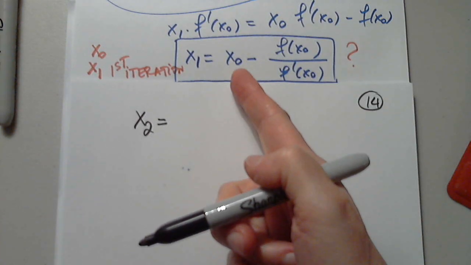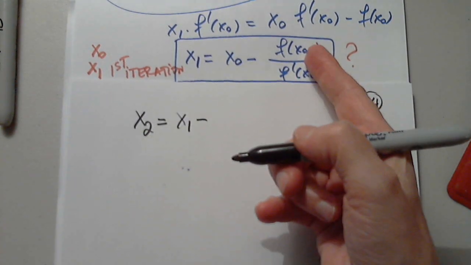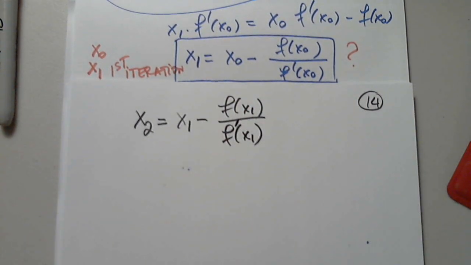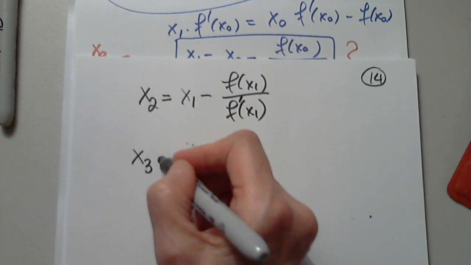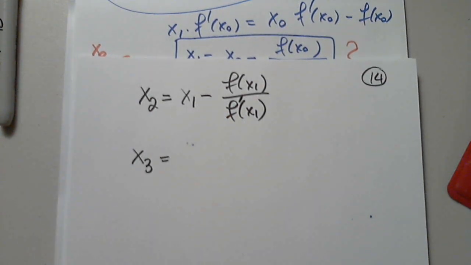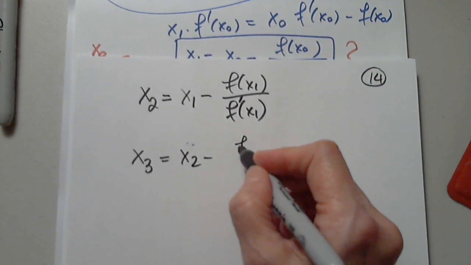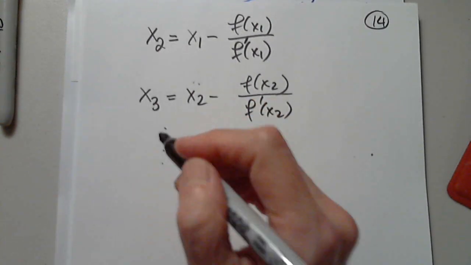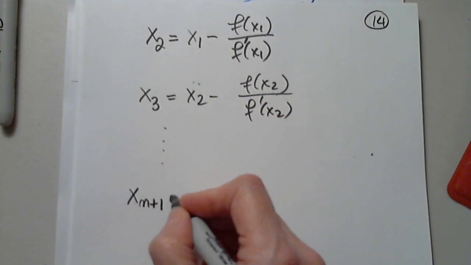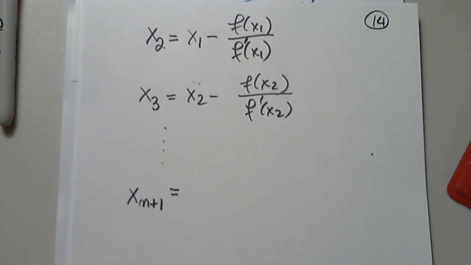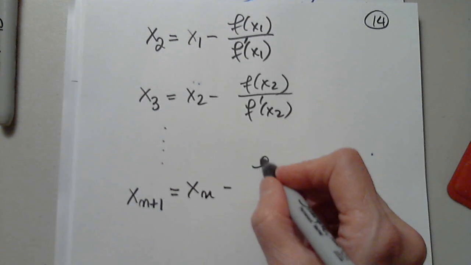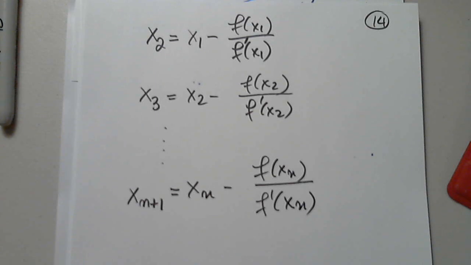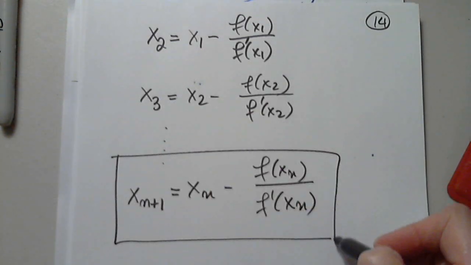X sub 2 could be x1. Yes. F of x1. Exactly. F prime of x1. Exactly. F prime of x1. Can anyone come up with x sub 3? It would be the same thing as x sub 2: x sub 2 minus f of x sub 2 over f prime of x sub 2. Can anyone come up with x n plus first iteration? The one before minus the function at the one before over the derivative at the one before. This is Newton's method.